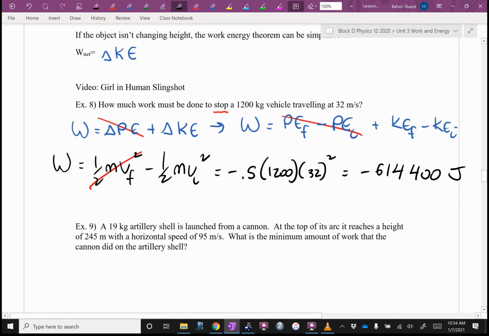So, the car needs to, by the way, I read that as, the car needs to lose 614,400 joules. The negative tells me the car's got to get rid of the energy. Where's that energy going to go? Heating up the brakes, probably. When you stop, you generate a lot of heat. Okay?